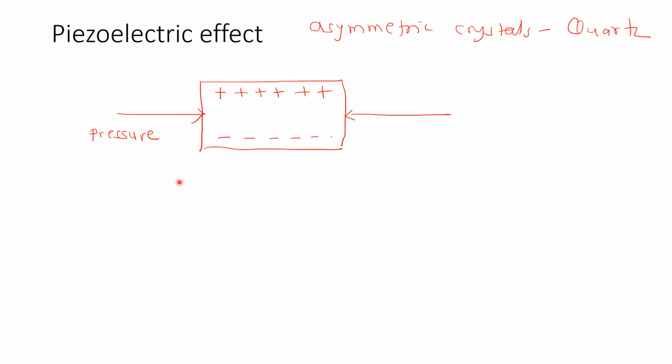If this pressure is replaced with the tension, what is the meaning of this? We are not applying pressure, we are applying tension. Then the polarity of charges gets reversed.